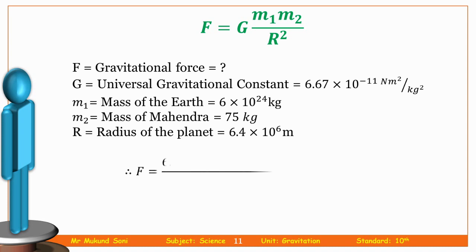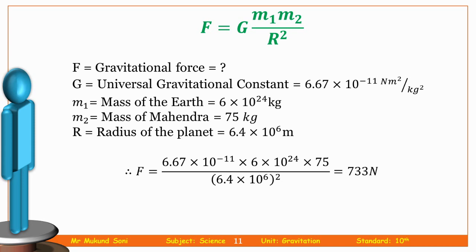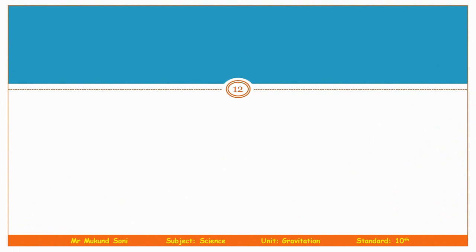Let's move ahead. Now let's put in the values. The value of G, then the value of M1, and then M2, divided by the square of the distance, that is the radius. Now you can pause the video and do this entire calculation in a notebook, or you may use logbooks or calculators. For timing, I have calculated it for you, but you should cross-check it. It's 733 Newton. So that is the pull the Earth had on Mahindra.